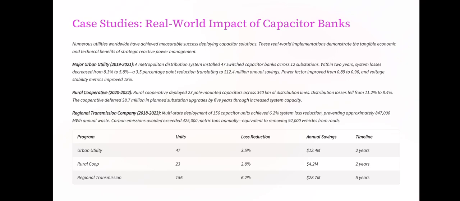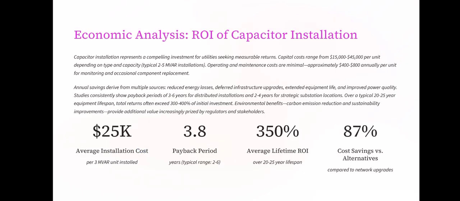Program, units, loss reduction, annual savings, timeline. Urban utility: 47 units, 3.5 percentage point loss reduction, 12.4 million annual savings, 2 years. Rural co-op: 23 units, 2.8 percentage point loss reduction, 4.2 million annual savings, 2 years. Regional transmission: 156 units, 6.2 percentage point loss reduction, 28.7 million annual savings, 5 years.